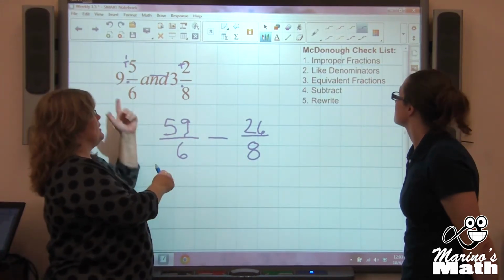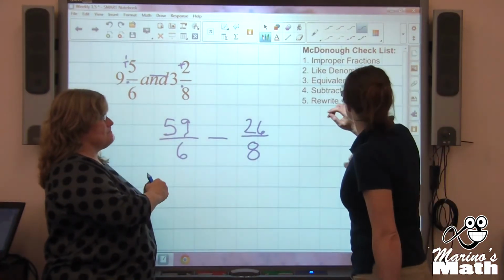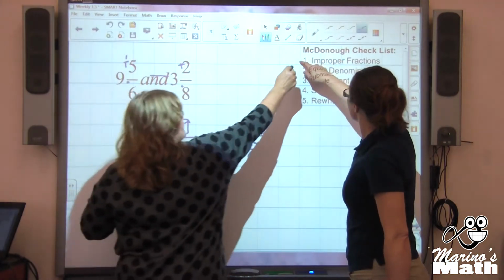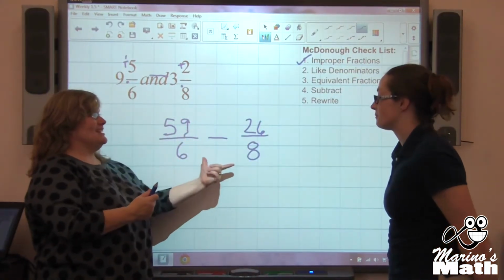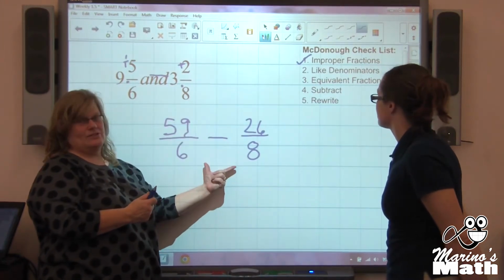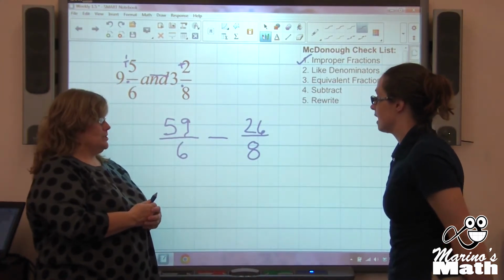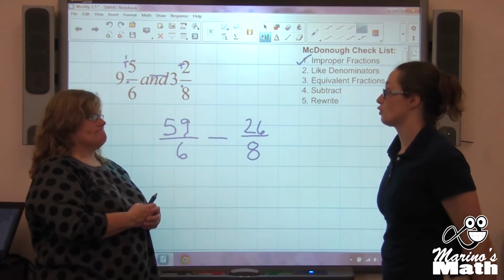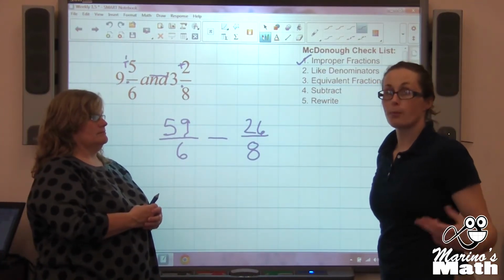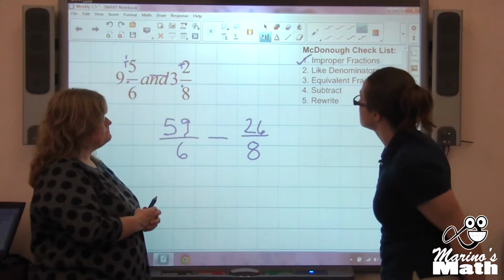Now we have 2 improper fractions that we made from these mixed numbers. So I can check off part 1. Beautiful. Now, the next step is like denominators, or getting the denominators the same, which we have been doing in every single weekly since weekly 1.2. So if you don't remember, look back. We're going to show you one more time though.